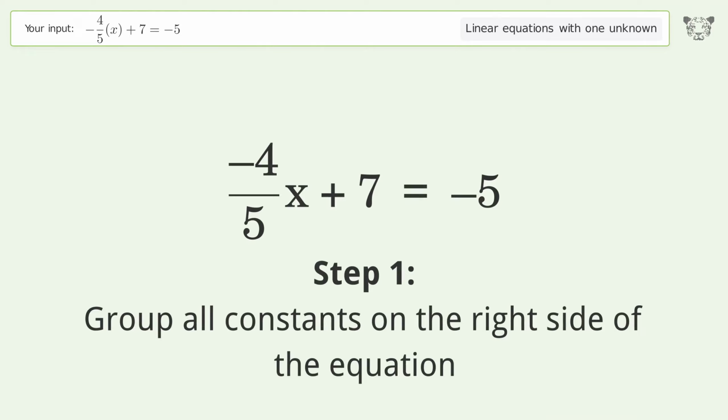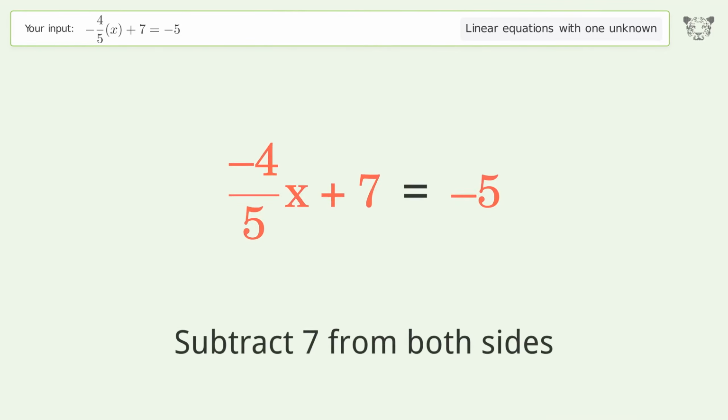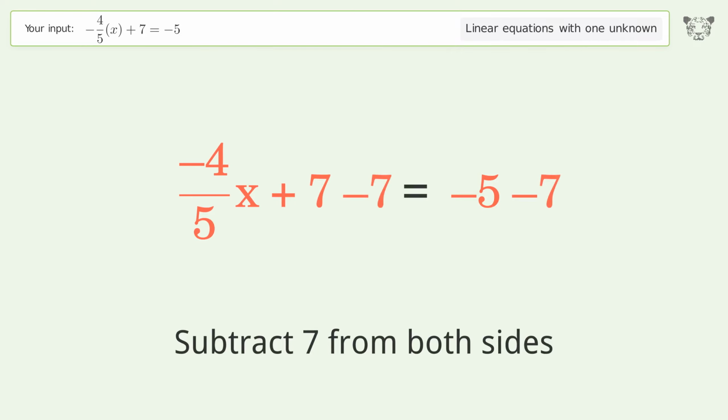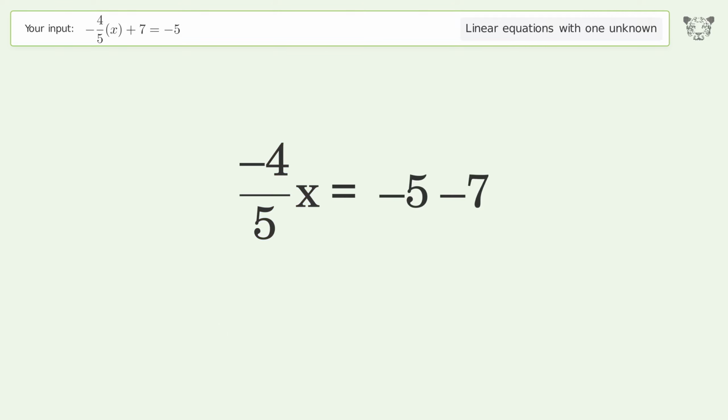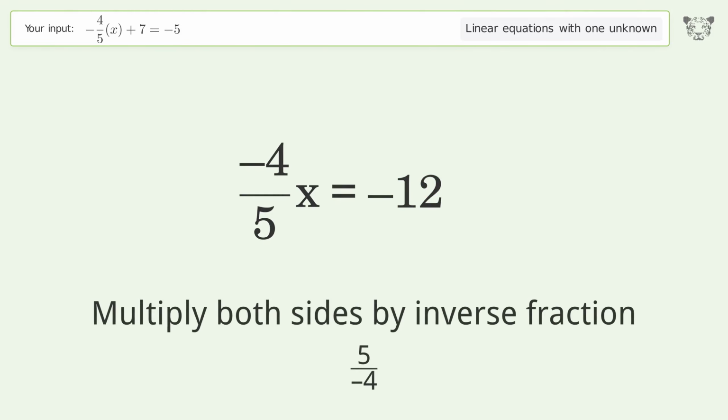Group all constants on the right side of the equation. Subtract 7 from both sides. Simplify the arithmetic. Isolate the x. Multiply both sides by inverse fraction 5 over -4.